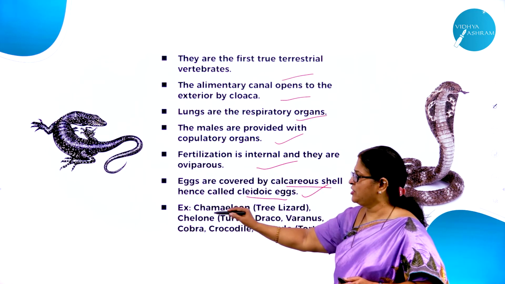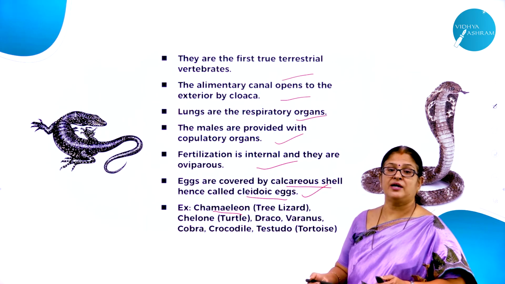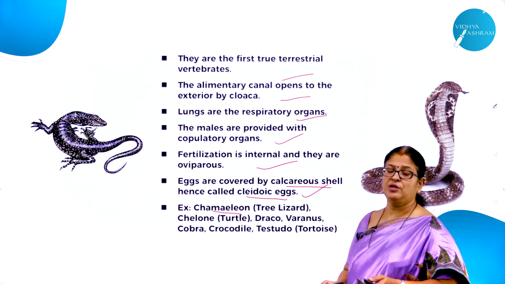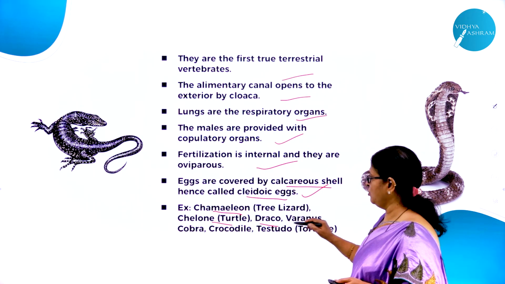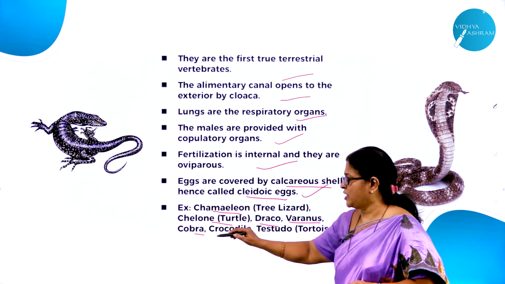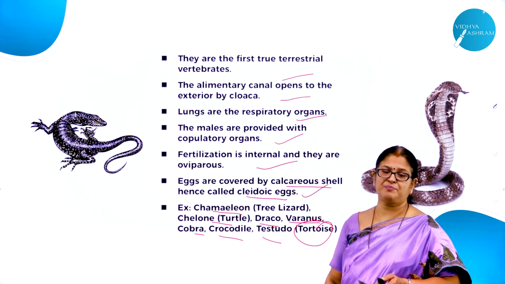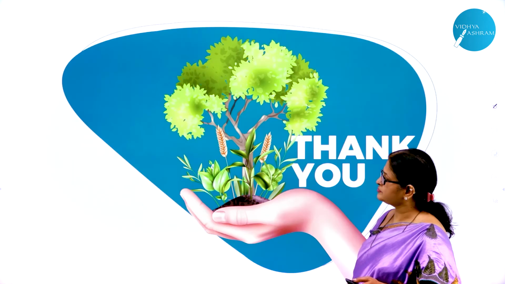What are the examples? Chameleon you might have come across. It has a property called camouflaging. So it changes its body color according to the environmental background to protect itself from predators. And Chelone, turtle, Draco, then cobra, crocodile, Testudo, that is tortoise. All these are examples for this very important class Reptilia.